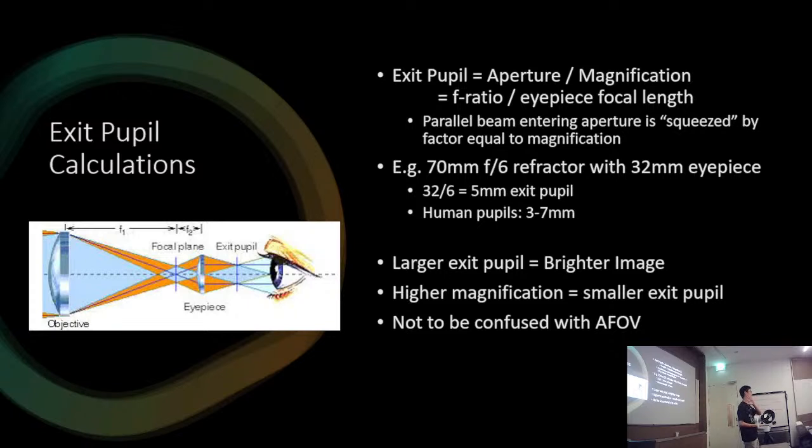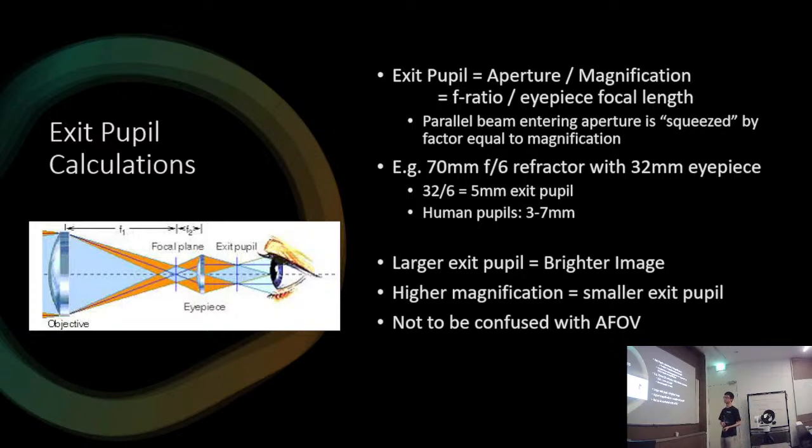In astronomy articles, you see this formula being quoted often for binoculars, but it actually works perfectly well for telescopes as well. So for binoculars, let's say you have a common 10 times 50 binocular, which means 10 times magnification with a 50 millimeter aperture. Then that gives you a 5 millimeter exit pupil.